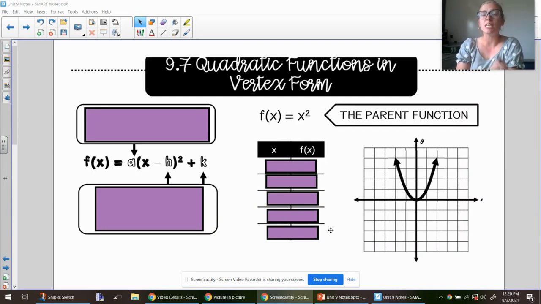This video is going to be so similar to the video previously. So if you haven't watched that one, make sure you go back and watch it so you know how absolute value functions work so we can apply it to quadratics. So we're starting with the parent function.